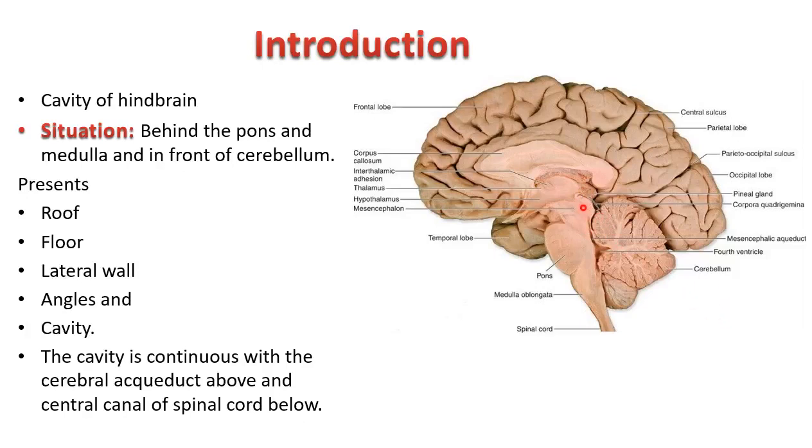Okay, so this cerebral aqueduct connects the fourth ventricle with the third ventricle. The third ventricle is actually a cavity of the diencephalon. If that is the case above, inferiorly the cavity is continuous with the lower part of the medulla and the spinal cord. The cavity of the lower part of the medulla and the spinal cord is the central canal.